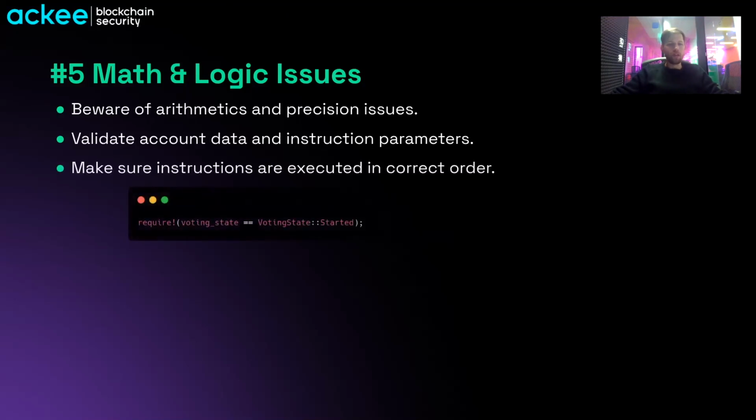The next point here is that you should make sure that the instructions are executed in correct order. Sometimes it might be quite logical, for example, in the case of a voting program, that you would like to wait for the voting before the voting actually starts. Let's imagine you have some starting date, so of course you would like to receive the votes after the starting date. So it's kind of logical.